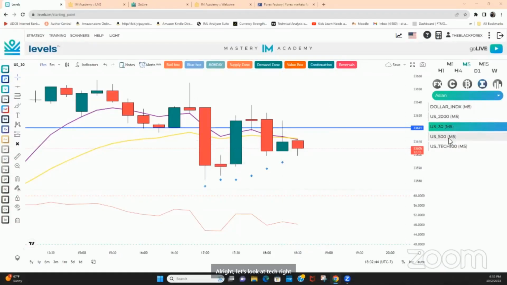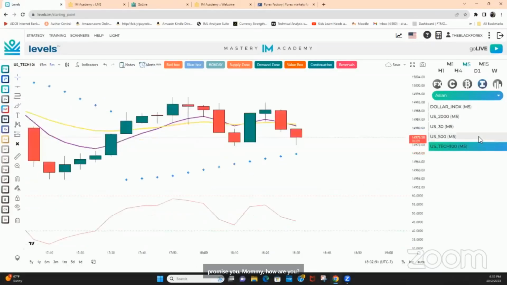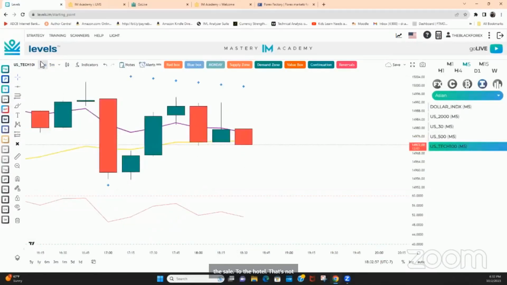All right, let's look at tech right quick. And the same thing for gold. I just want gold to make that candle, and we are in there like swimwear, I promise you. Okay, tech on the 15-minute chart for the sale. That's not today, dear. Tech on the 15-minute chart has not crossed for the sale. So we're not even considering this because it's not ready for anything.